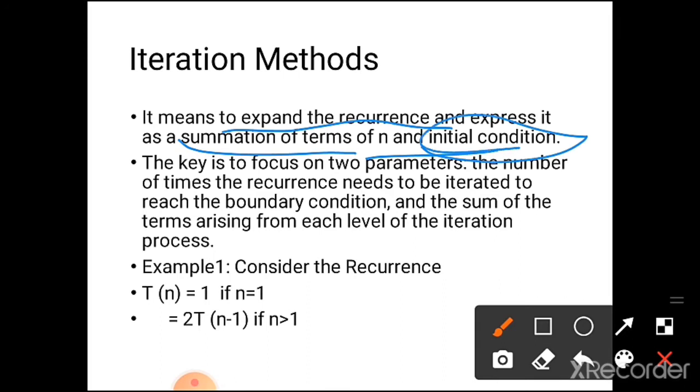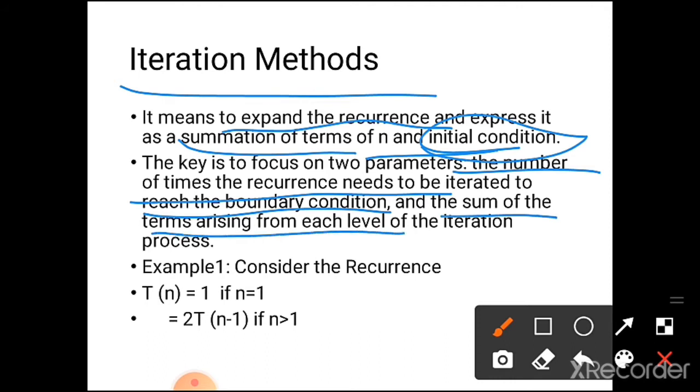So the key is to focus on two parameters. When we perform the iteration method, we need to consider two parameters. First parameter is the number of times the recurrence needs to be iterated to reach the boundary condition. So how many iterations are required to reach its boundary condition, its end condition. And second, the sum of the terms arising from each level of the iteration process.